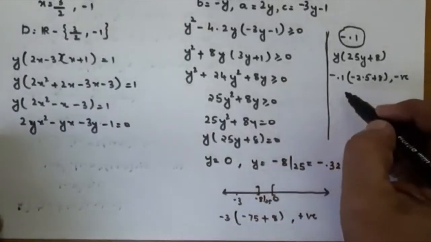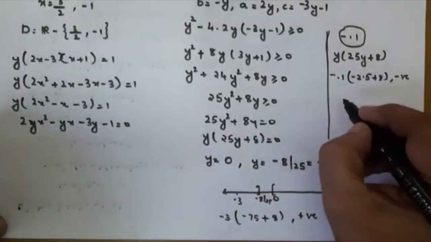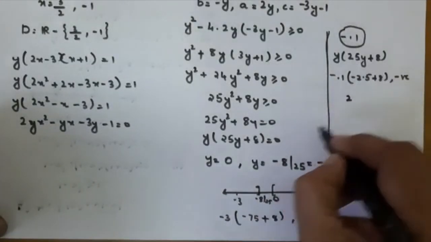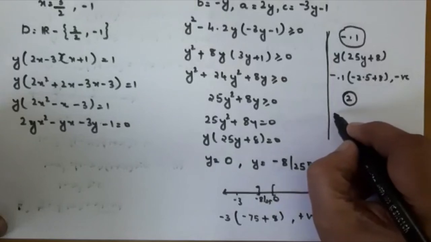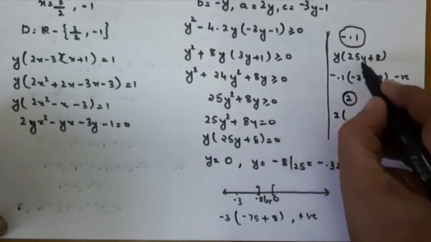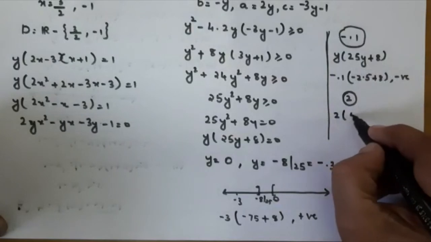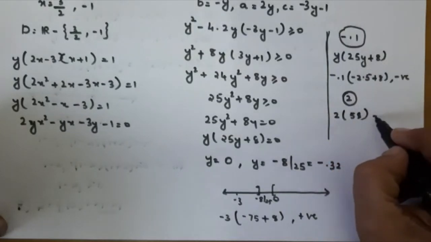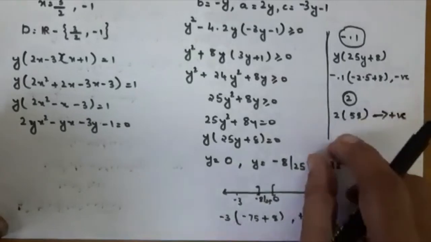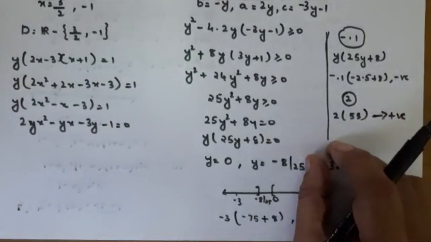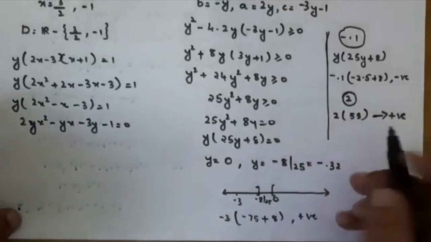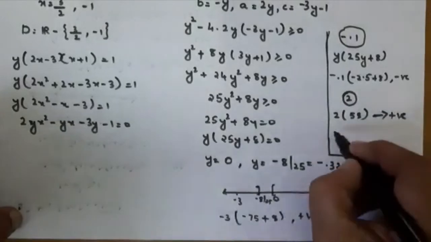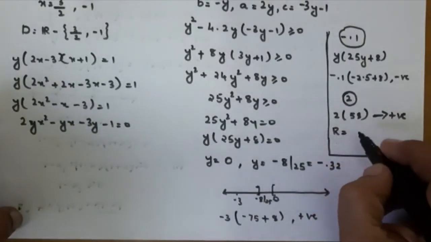Now what about the third part? Third part is from 0 to infinity. You take a value 2 for y. Substituting in this expression, 2 into 25y means 50. 50 plus 8, 58. 58 into 2, anyway, it is positive. So, a value of y from the third part also satisfies this inequality. That means y takes the values either from the first part or from the third part. Therefore, what about the range? Range is the union of those two parts.